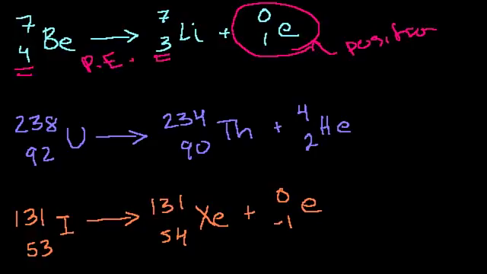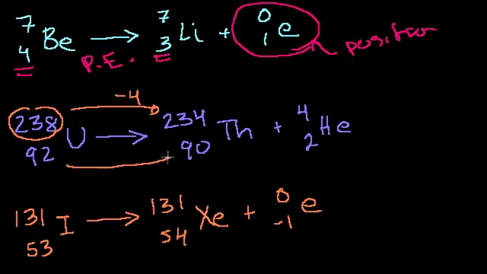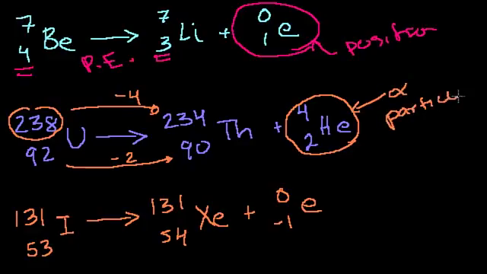Fair enough. Now let's look at the next one. We have uranium-238 decaying to thorium-234. And we see that the atomic mass is decreasing by 4, and your atomic number is decreasing, or your protons are decreasing by 2. So you must be releasing essentially something that has an atomic mass of 4 and an atomic number of 2, or a helium. So this is alpha decay. So this right here is an alpha particle, and this is an example of alpha decay.